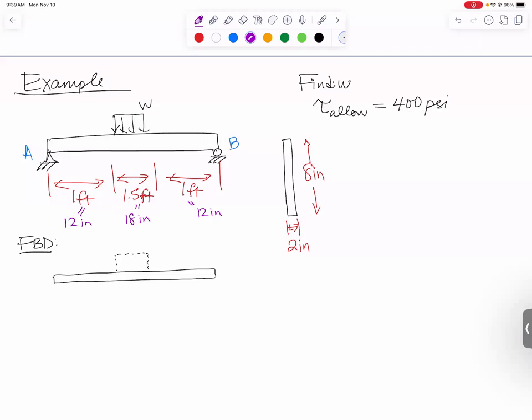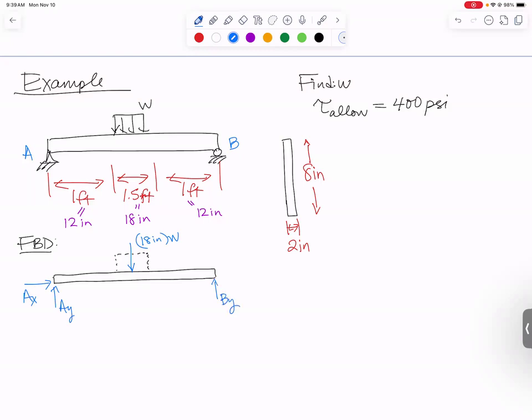So if I look at my distributed load W, however big it is in pounds per inch, you multiply it by 18 inches and you'll get the total force. So we're going to replace that W with an equivalent force equal to 18 inches times W. And I've got at A, since it's a pin, you could potentially have a force in the X direction. You'll probably definitely have a force in the Y direction. B is a roller, so you'll only have a BY.